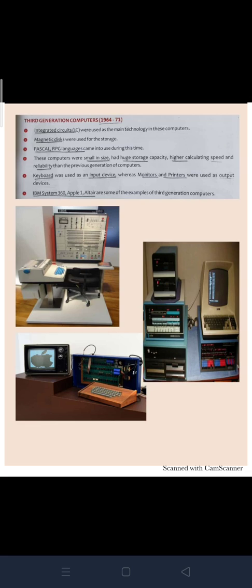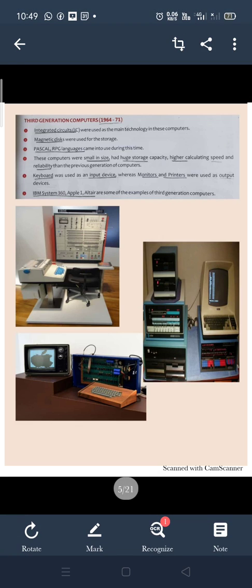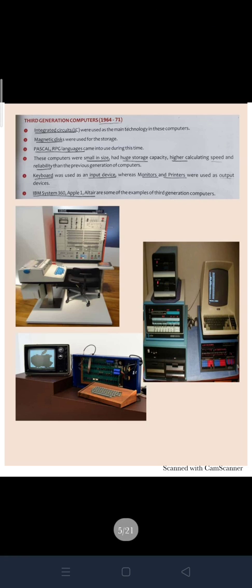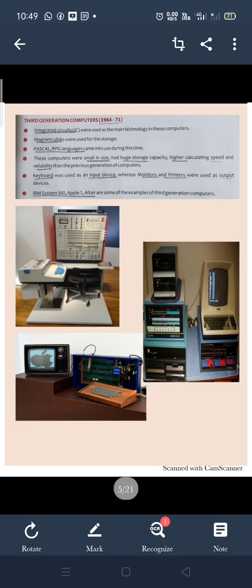As ICs were used, which reduced their size, efficiency also increased. Now these are the example pictures. This is the IBM System 360, the first picture. The second picture with the Apple sign is the Apple 1, and the picture on the side is of Altair. So you can see the size is reduced, right?